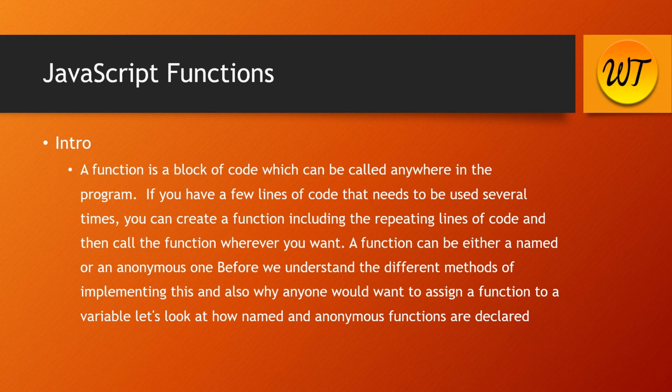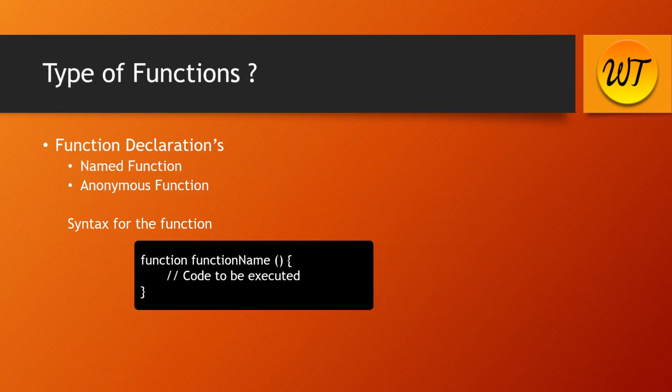A function can be either a named or anonymous one. Before we understand the different methods of implementing this, and also why anyone would want to assign a function to a variable, let's look at how named and anonymous functions are declared. Types of functions: there are two different types of functions, named functions and anonymous functions.